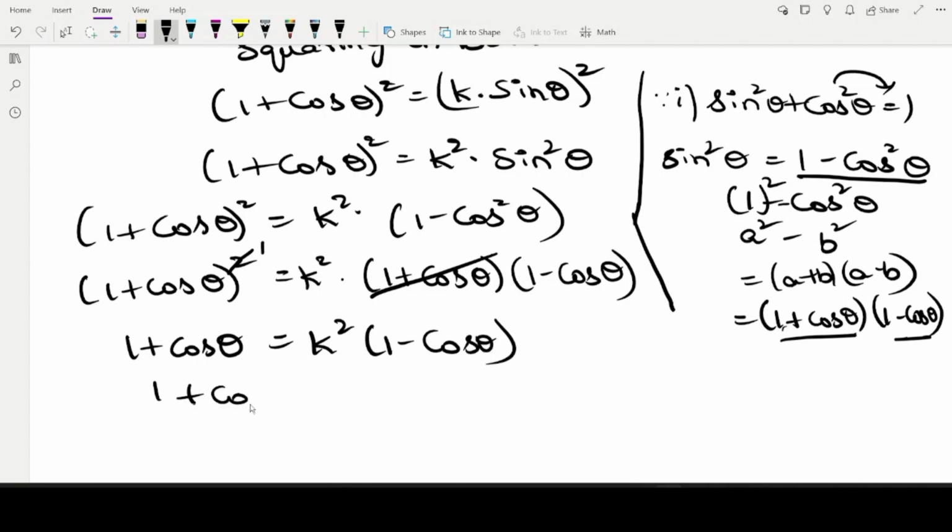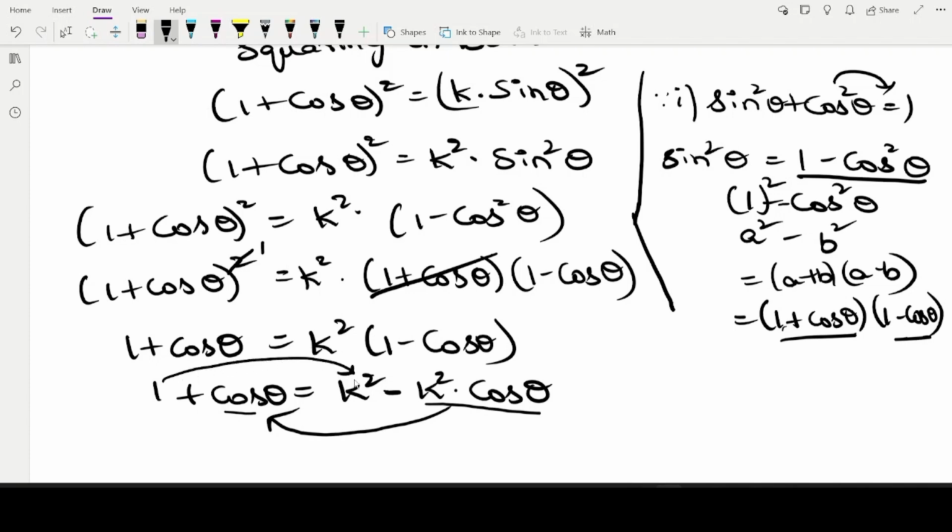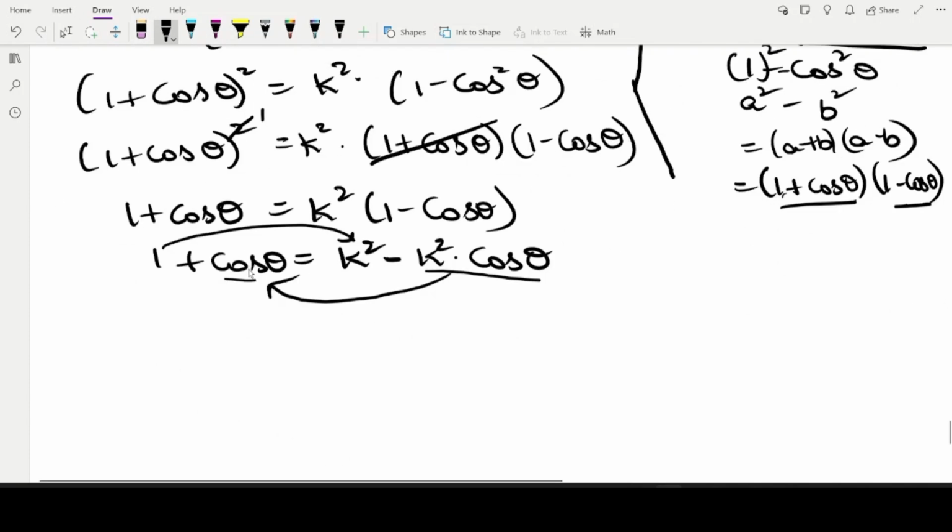Now let us split the values here. k square into 1 is k square, minus k square into cos theta. Now let us take the like terms to one side, the k square cos theta terms to one side and the constant values to the other side. Here you have the cos theta already. Now I'm shifting the k square cos theta to this side.